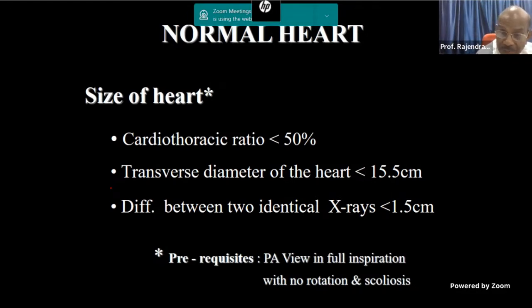Difference between two identical X-rays: suppose somebody has cardiomegaly and has now improved. To say that, the two films must be identical; this word identical is very important. Suppose one film is done in expiration and another in inspiration, that is not identical. If both films are identical and the difference is less than 1.5, then it is normal in size. Otherwise, if it is more, the heart size has changed.